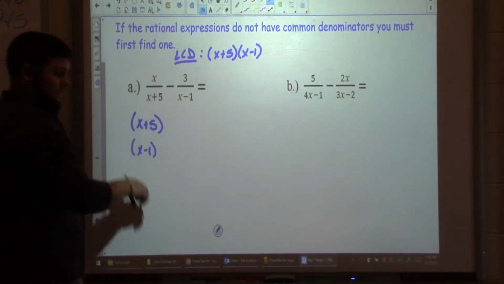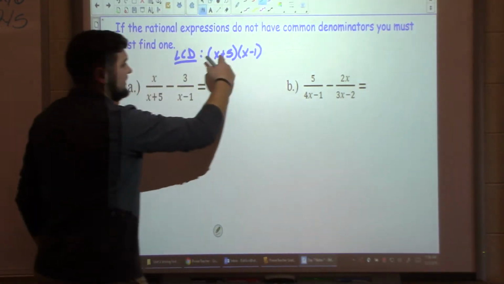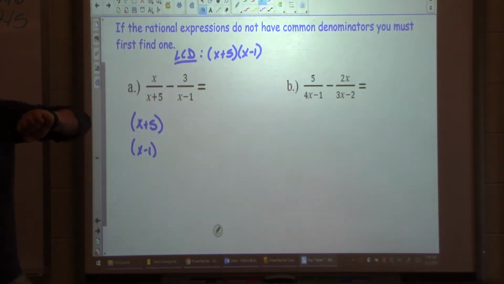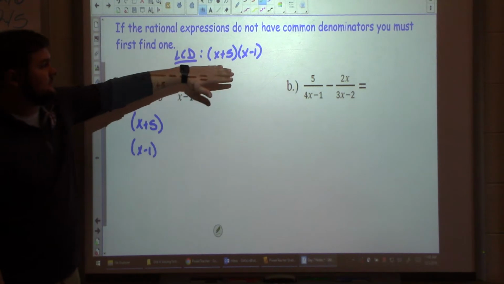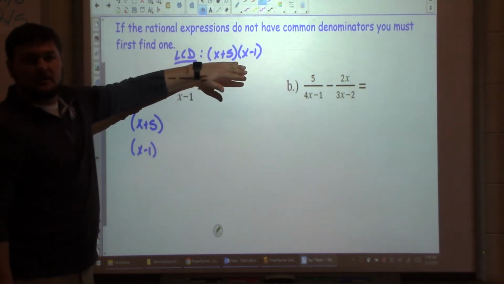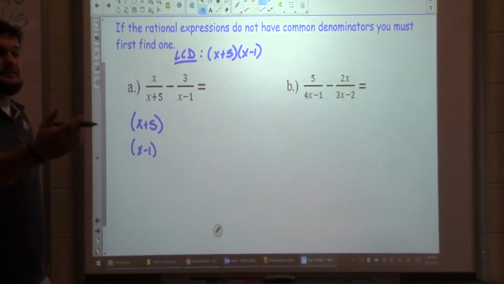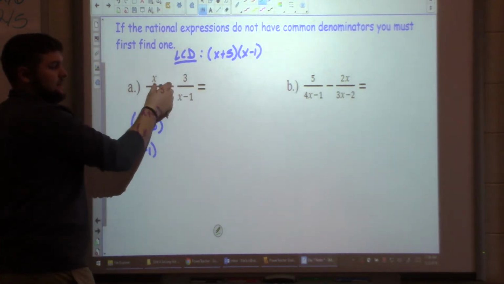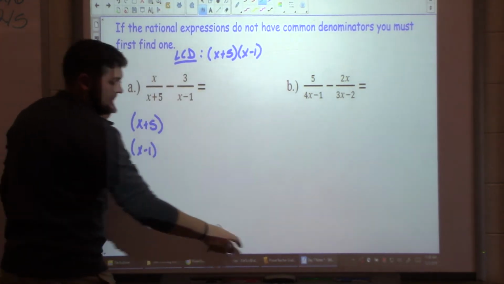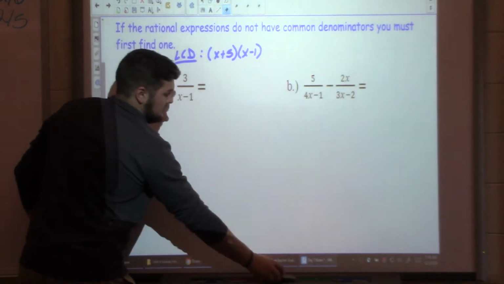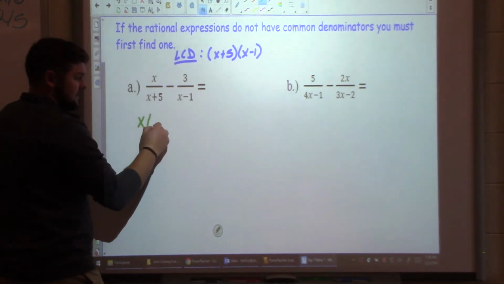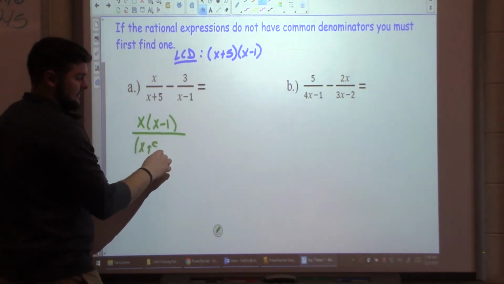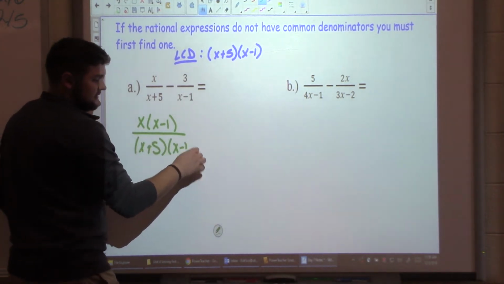So what we need to do now, because we said that's our least common denominator, is if I look at this first fraction, my denominator is x plus 5. Which piece am I missing up here? X minus 1. Right? So I'm going to multiply top and bottom by x minus 1. So I get x times x minus 1 over x plus 5 times x minus 1.